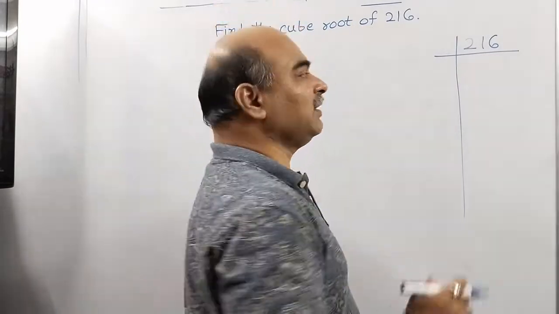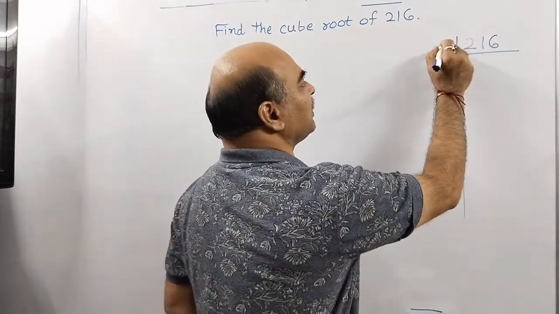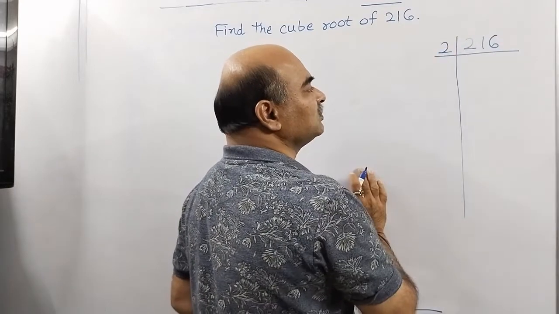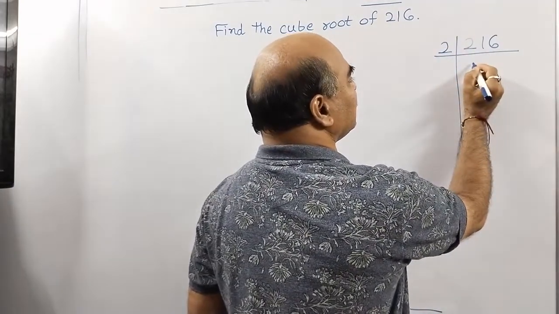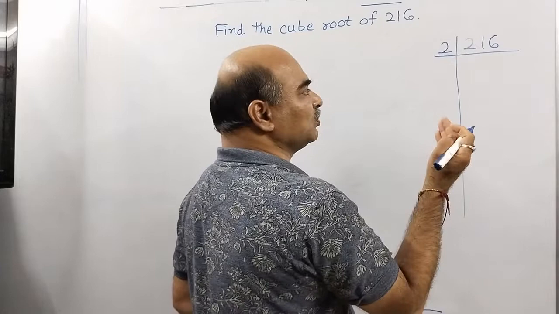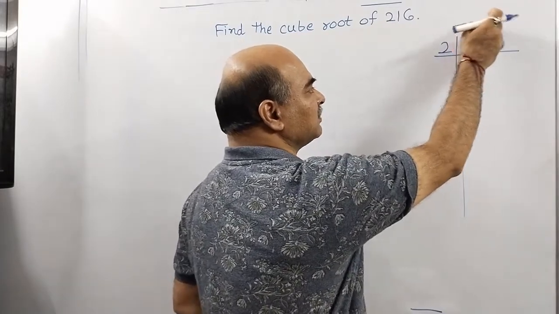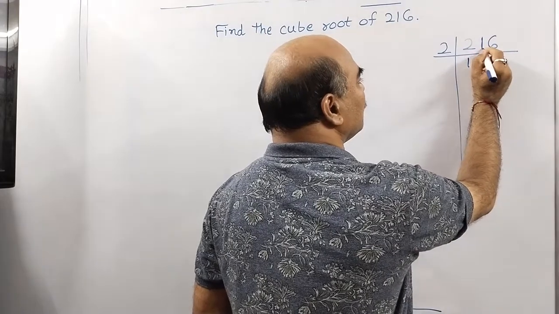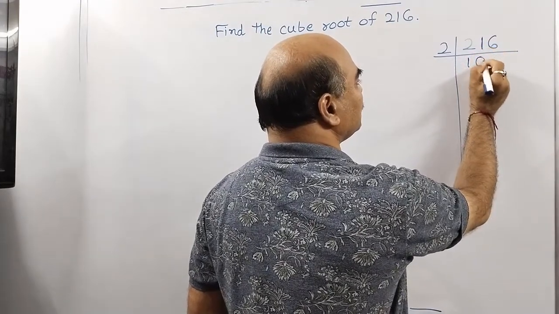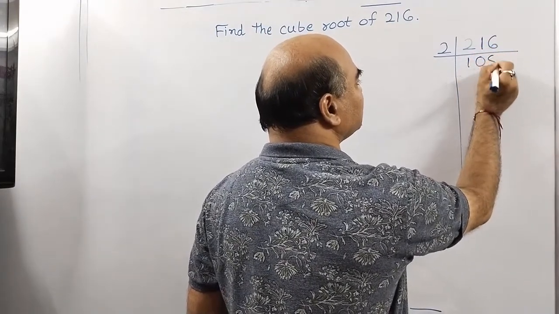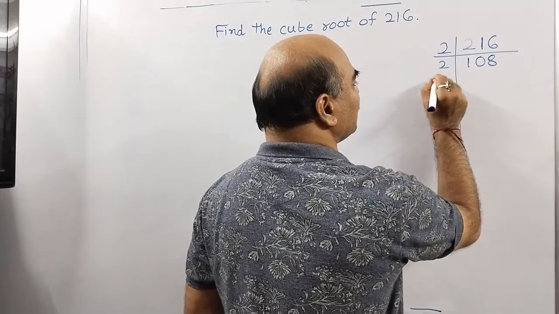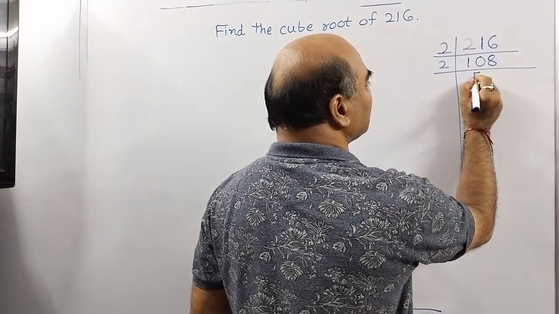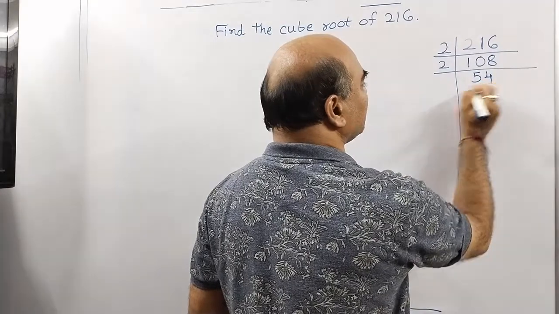So which number can we divide by? It is an even number, so we can start with 2. 2 is a factor of 216. Now when we divide by 2, we take half of the number. So 2 ones are 2, then 1, 0, and we get 16, 2 8s are 16. So again we divide by 2, 2 5s are 10, 2 4s are 8.